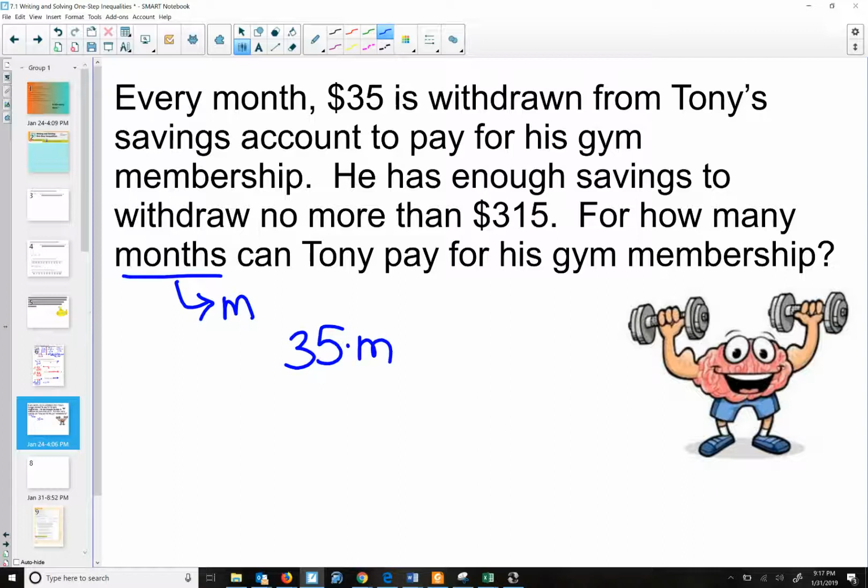Okay, and it says he can't have any more than $315. Let's put $315 here. So if I can't go higher than that, I always have to stay under that amount. Makes sense. You only have this much in your account. You can only withdraw until you would get to zero, and then you're done. The bank's not going to let you go beyond that. So no more than means less than. Could it be exactly equal to? Yeah, it could be exactly equal to. All righty, here's your inequality.